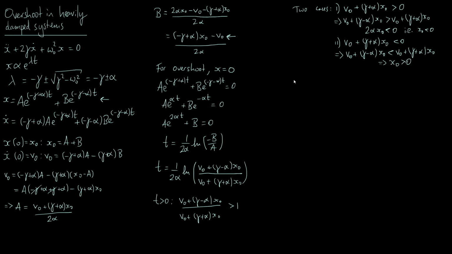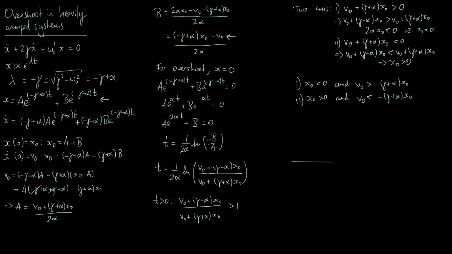Okay, so to summarize, we have two cases. We have one, x naught is less than 0, and v naught is bigger than minus gamma plus alpha x naught. And the second case is x naught is bigger than 0, and v naught is less than minus gamma plus alpha x naught. Now this, if you've watched the previous video, might look familiar. What I'm going to do is a little sketch of a graph to illustrate these constraints graphically.